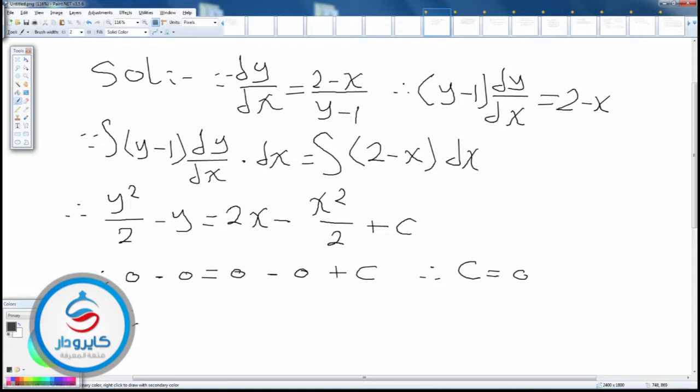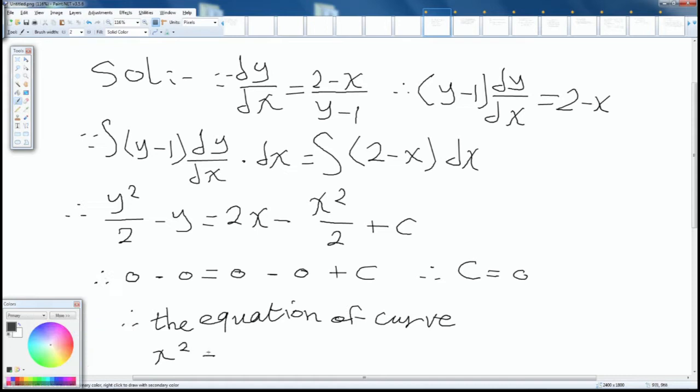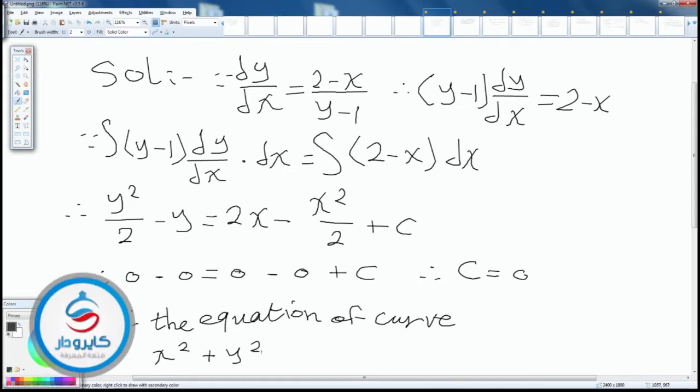Therefore, the equation of the curve is x power 2 plus y power 2 minus 4x minus 2y equals 0.